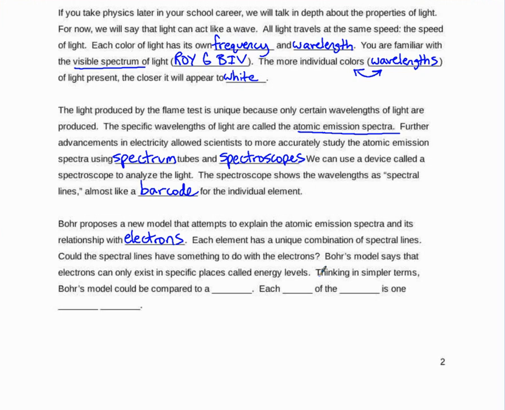Thinking in simpler terms, I like to compare Bohr's model to a ladder. Each rung of the ladder is one energy level. So you'll see this more in depth on the next page. But if we have a ladder, here it is, I'm setting up my ladder. Here are the rungs, and these are the energy levels.